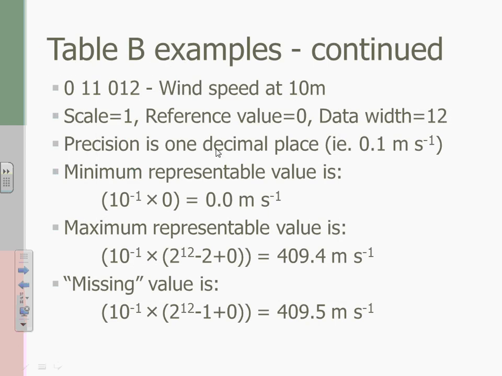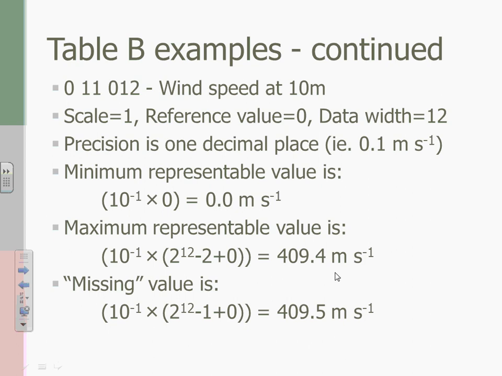So precision is 1 decimal place, represented by scale equal 1. So it's now 0.1 meter per second. The minimum representable value is 0. Maximum representable value is 409.4 meters, and missing is this.